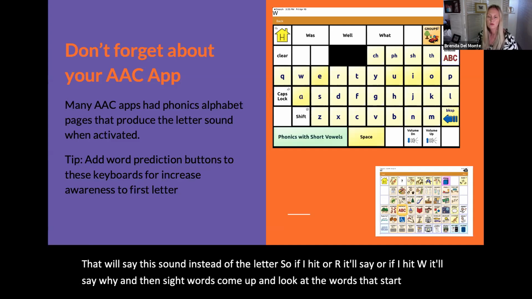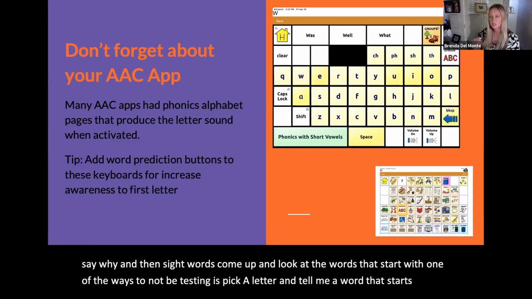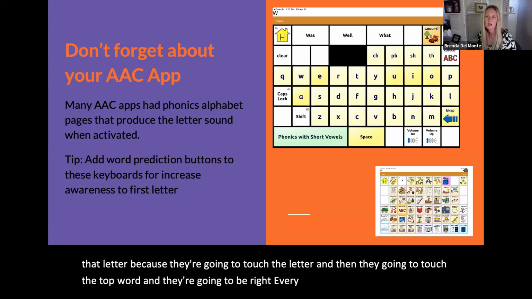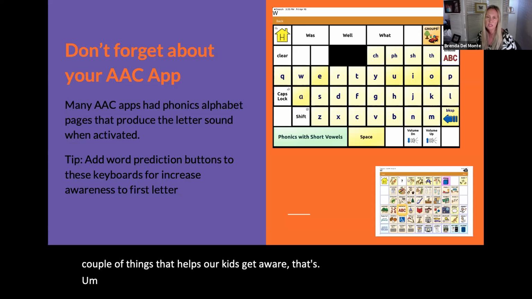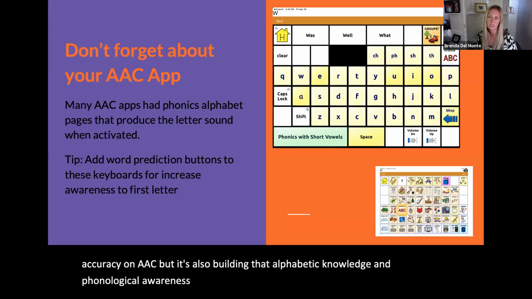One of the ways to not be testing is to pick a letter and tell me a word that starts with that letter, because they're going to touch the letter and then touch the top word, and they're going to be right every time. It does a couple of things. It helps our kids become aware that that's a speed and accuracy way on AAC, but it's also building that alphabetic knowledge and phonological awareness in a layout that's consistent with their AAC device.